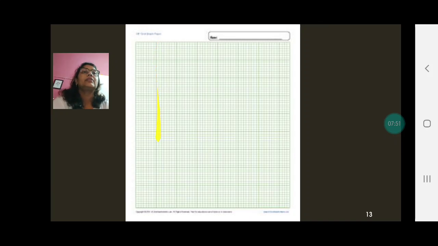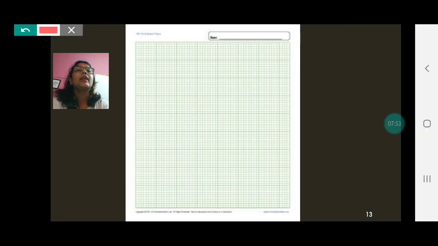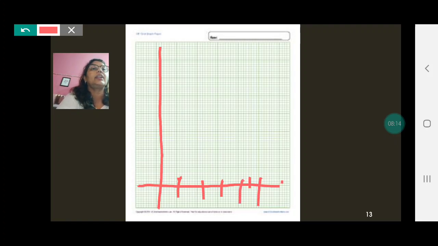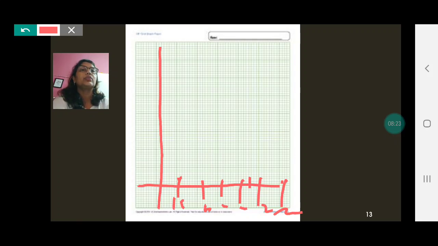Then remember, let me just use the pen again. We will try to use the maximum space of the graph. We won't draw a very tiny graph, so we use enough space. Now suppose here we have the years, say, 1960, 70, 80, 90 and so on. Draw exactly on that line. So here you'll write 1960, 1970, 1980, 1990, 2000, 2010, and so on.